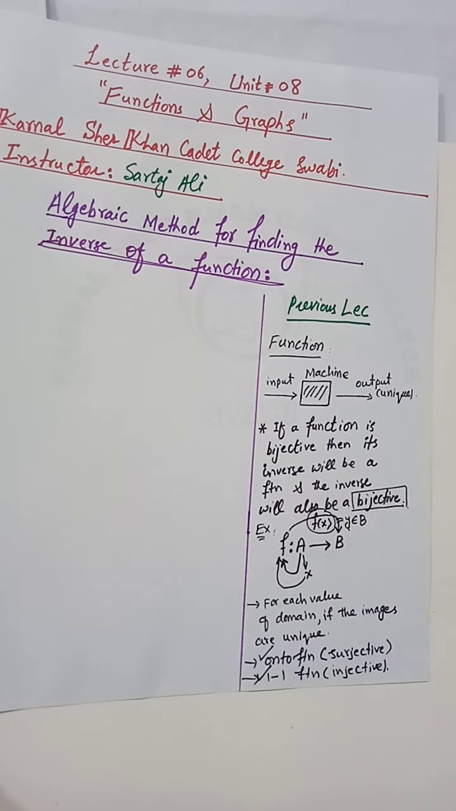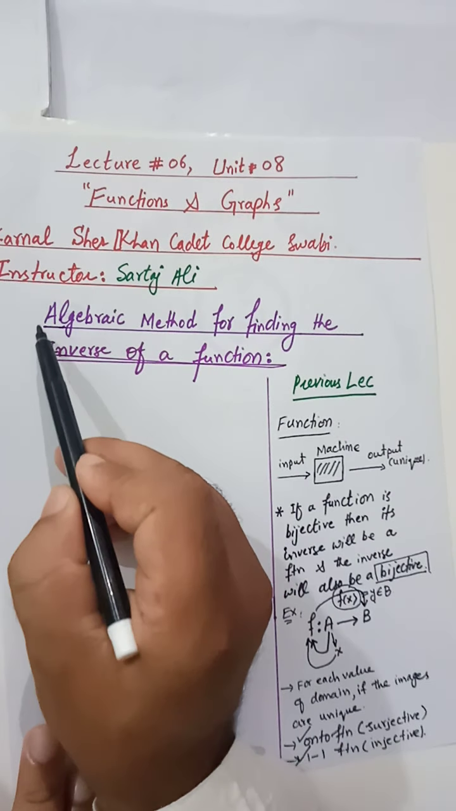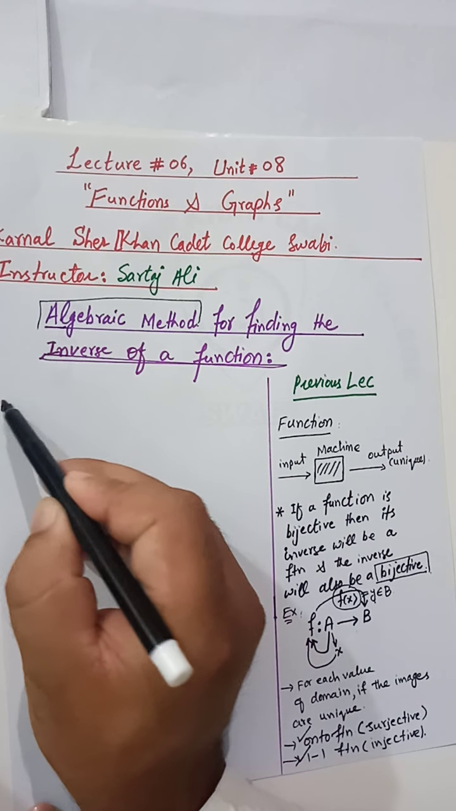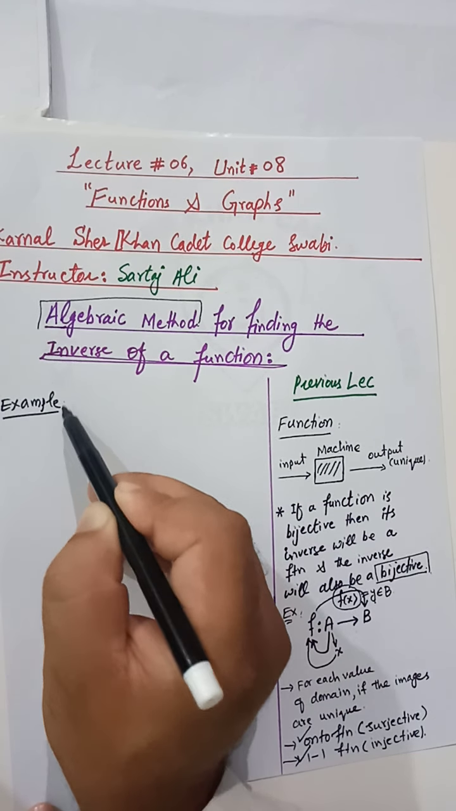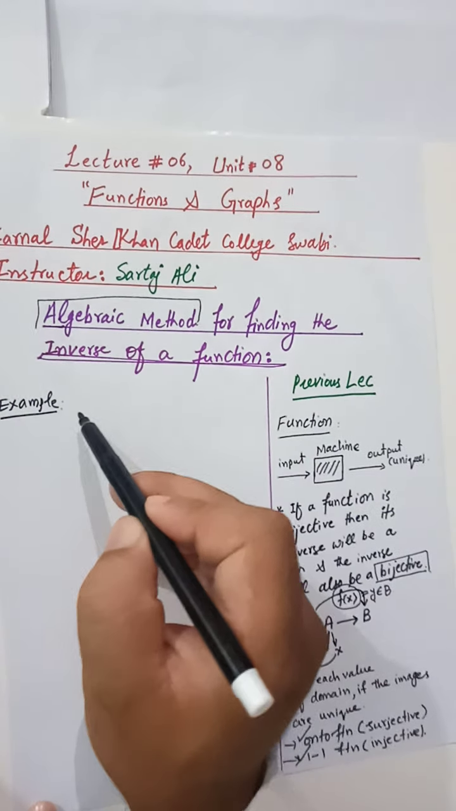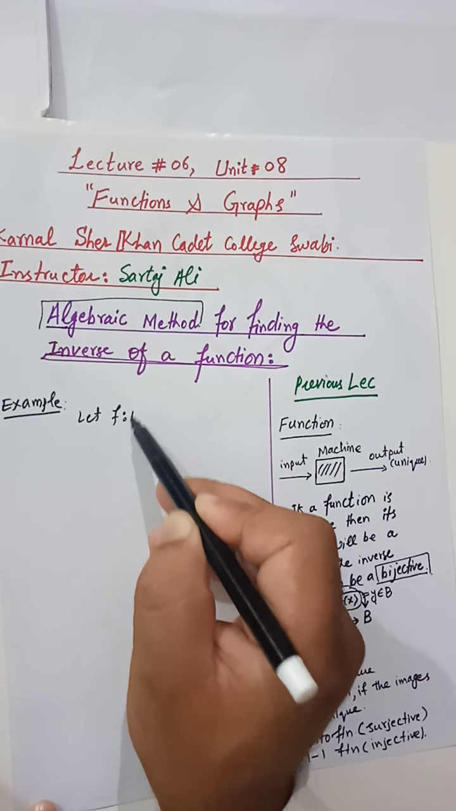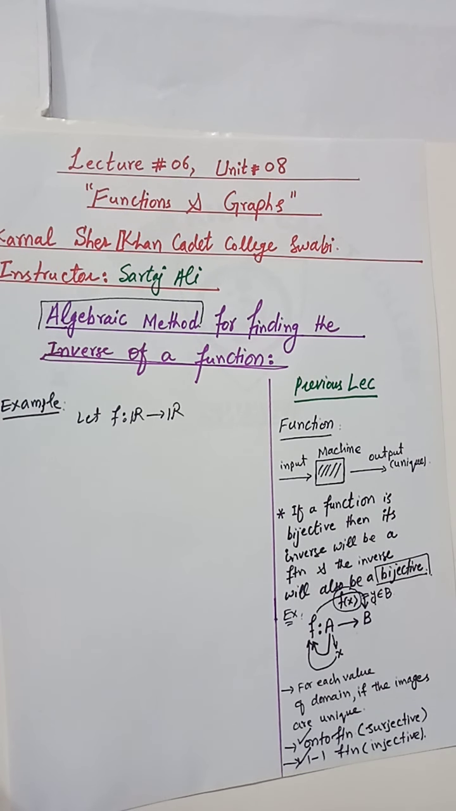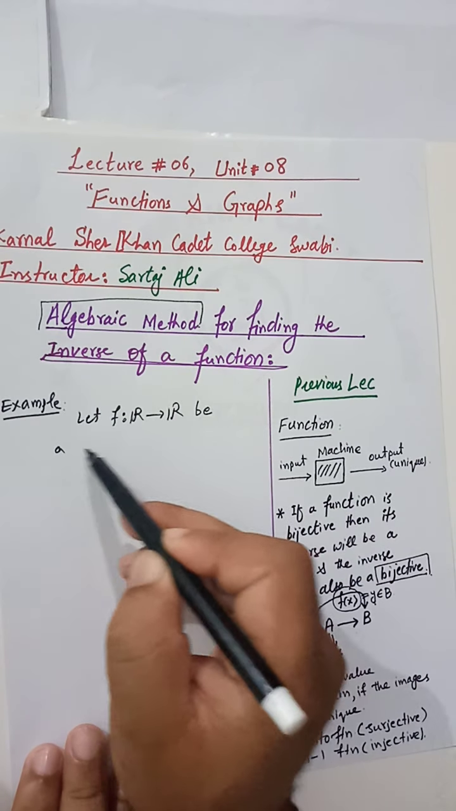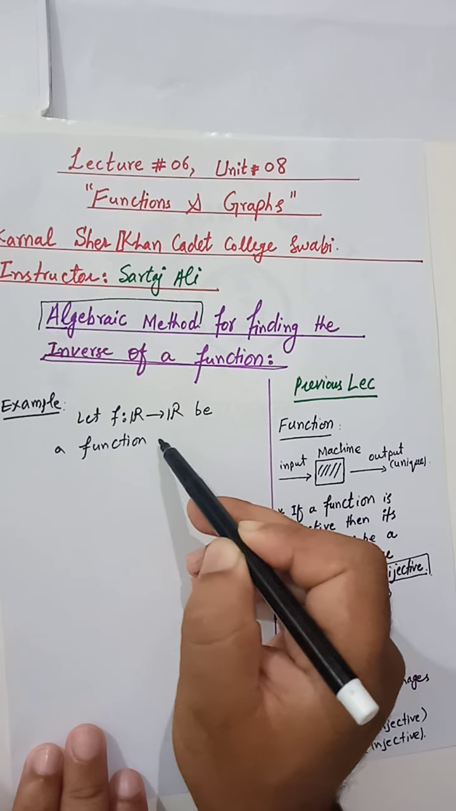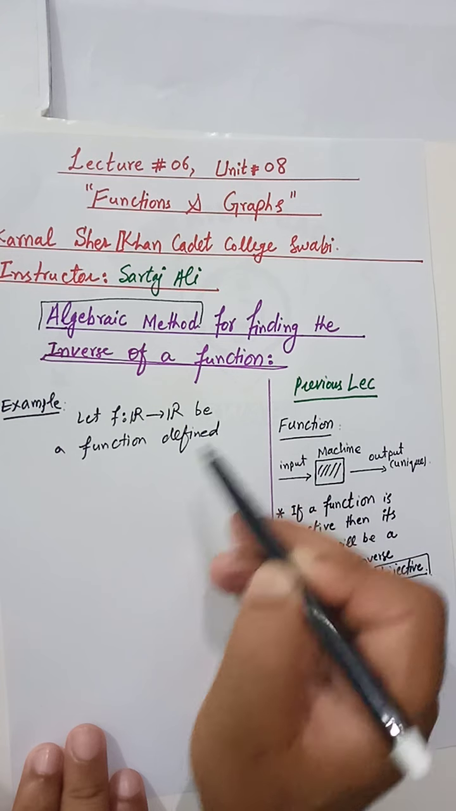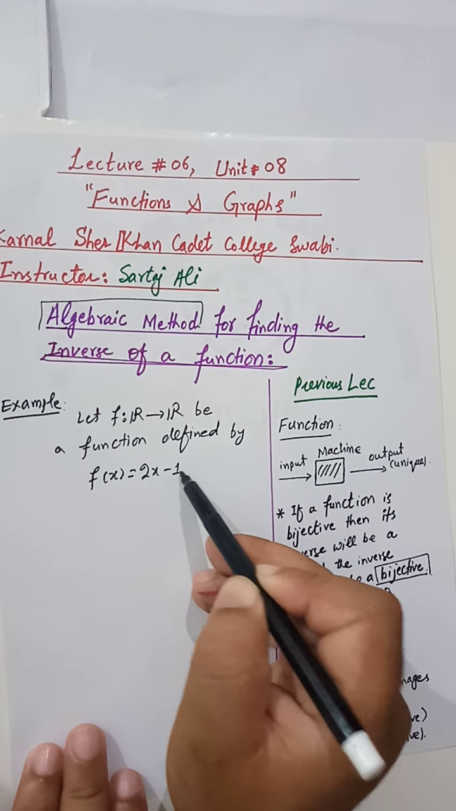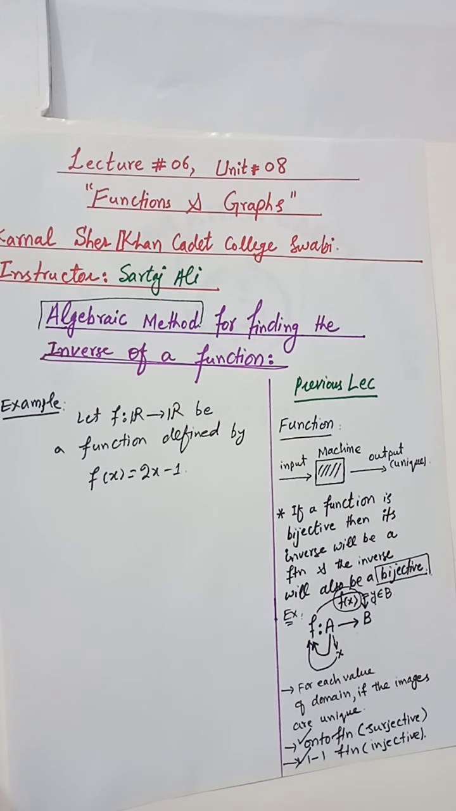For that I am considering an example. We will use the algebraic method when the function is given in algebraic form. So how can you find the inverse? I am taking an example for this procedure, and with the help of the example we will understand this method. Let f from R to R, meaning the domain is the set of real numbers and the range is also the set of real numbers, be a function defined by f of x is equal to 2x minus 1.